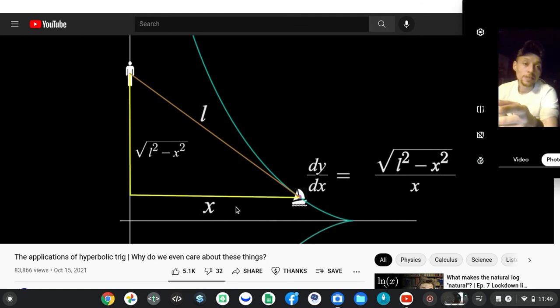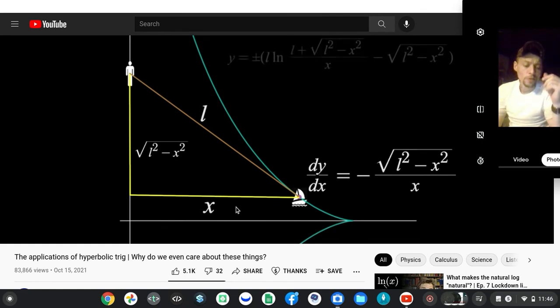It's negative in this case, since I'm only considering the top half of the curve, where all the tangents have negative slope. But then all we have to do is solve this differential equation, and we get the tractrix equation, which is this here. They pretty much got that thing.